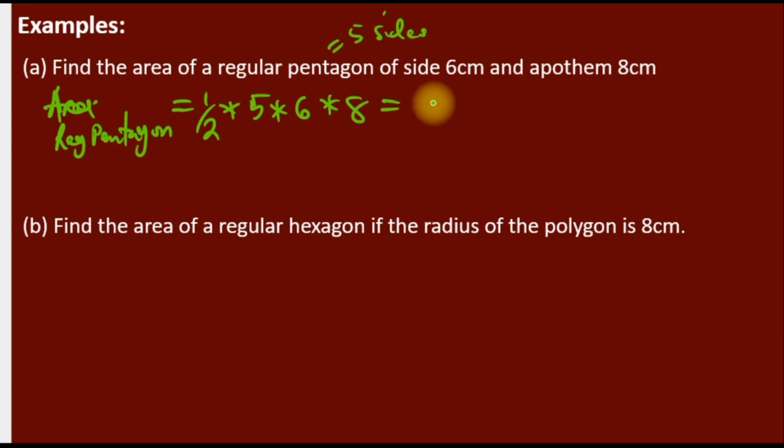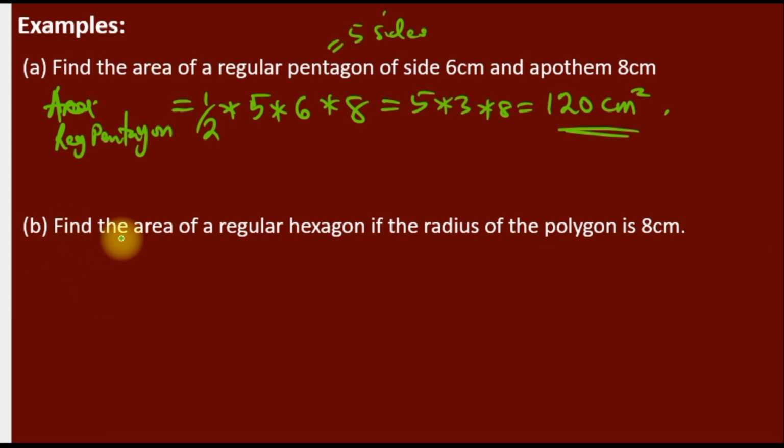So we're almost done with the answer. I have 5 times half of 6, which is 3, times 8. So 5 times 8 is 40. 40 times 3 is 120. So 120 cm squared. So that's the area of our regular pentagon.